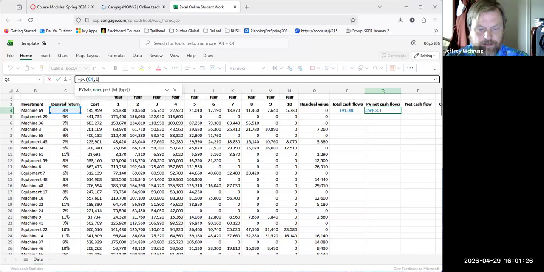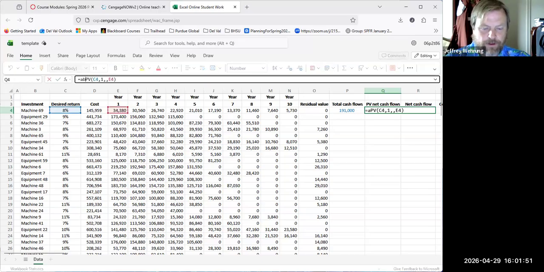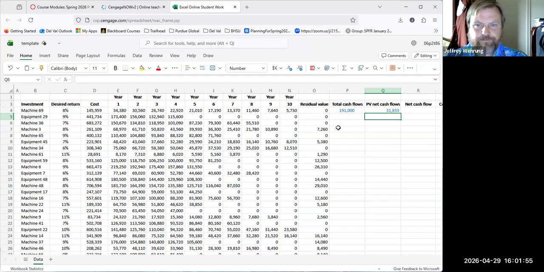And then it's year 1, and well, we're not having payments. Payments are for annuities, so we do a second comma, and then we do the future value in year 1. And that tells us this $34,380 in 1 year is worth $31,833. We'd actually do the absolute value because we like positive numbers here.